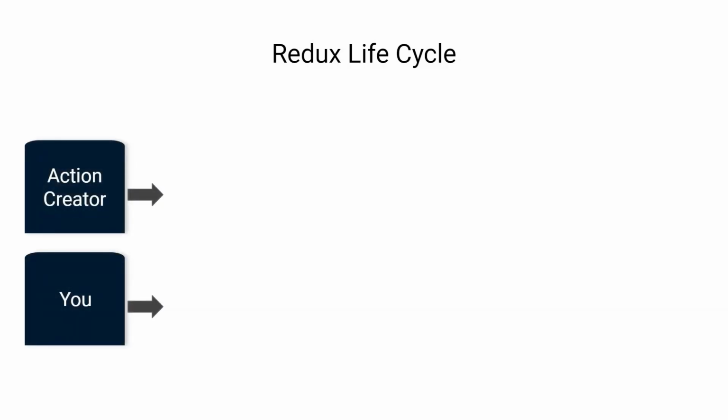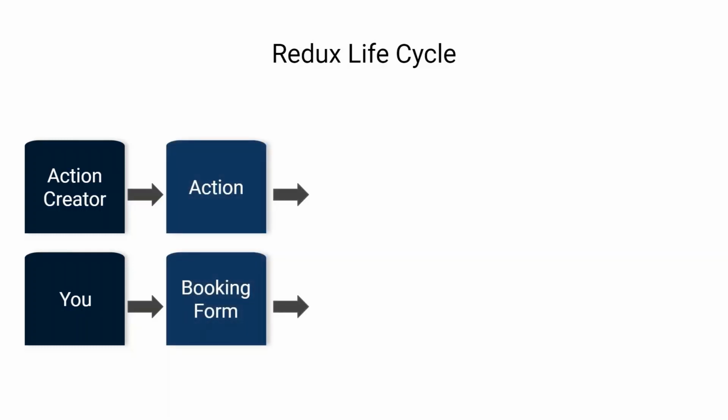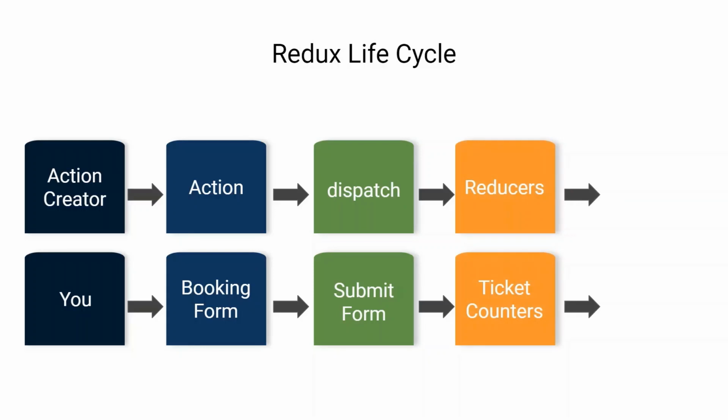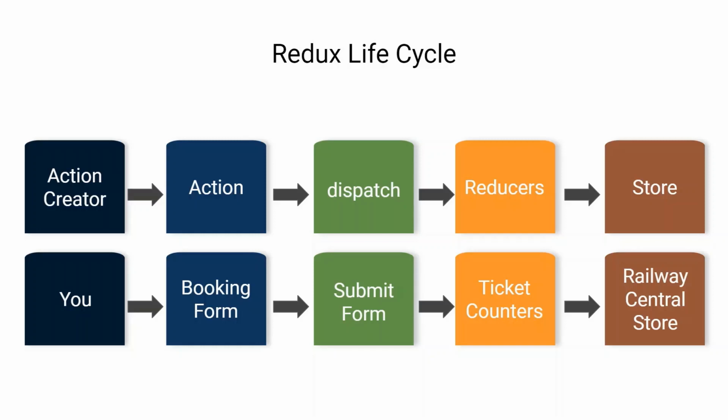Alright, let's understand the Redux lifecycle with our railway booking. We have an action creator, as you. Then you fill the booking form, which is the action. This action is then dispatched to the reducers. Similarly, you submit the form to one of the ticket counters. The booking clerk retrieves the availability from the railway central store and updates the new booking status. So in Redux, the reducer has the power to update the state in the store.